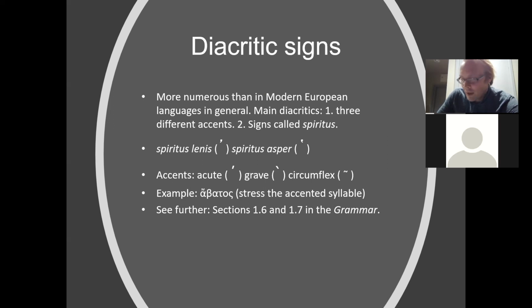Moving forward, as mentioned, we have in classical Greek 3 different accents. These you find in section 1.6 in the grammar, and they are the following: the acute, the grave, and the circumflex accent. The place of the accent shows which syllable in the word should be stressed. So, for instance, in the word abatos, where the acute accent is placed on the opening vowel together with the spiritus lenis sign, it is this vowel that should be stressed as well, abatos.